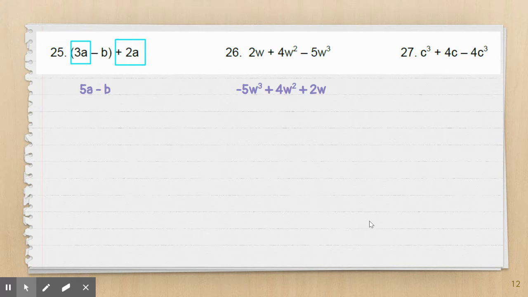And then 27, we have c to the third minus 4c to the third. Those are our like terms. So 1c to the third minus 4c to the third, well, that's negative 3c to the third plus 4c.